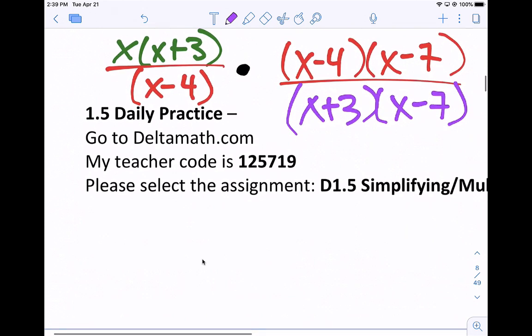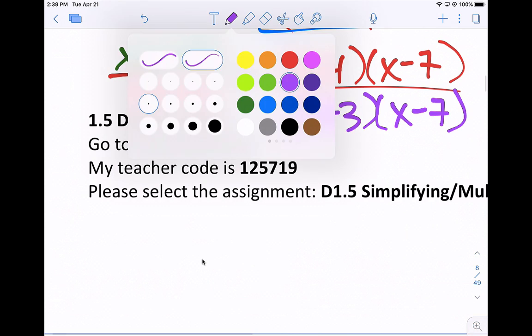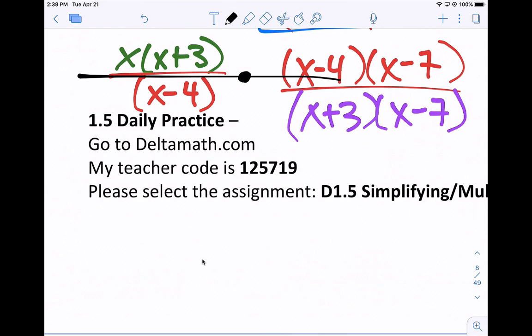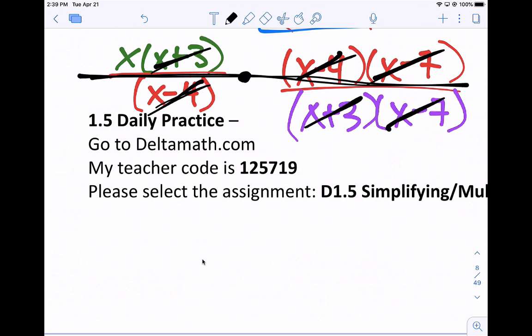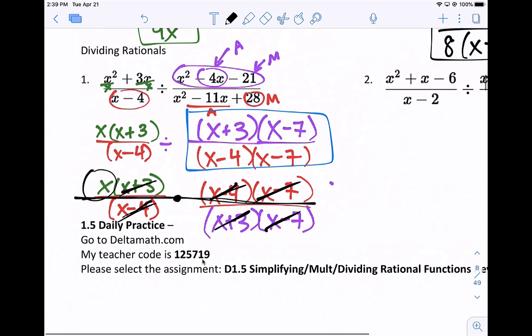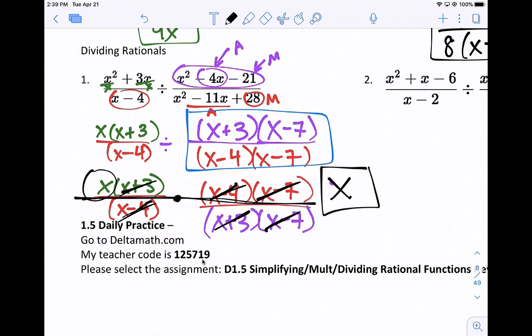All right, so now just look at this part right here. We flipped the second one, and now it becomes a multiplication problem, so we'll draw our line across. We'll cancel anything that's the same on the top and the bottom. Ooh, a bunch of stuff cancels. And we're just left with an x. Okay, so that one is just x is the answer.